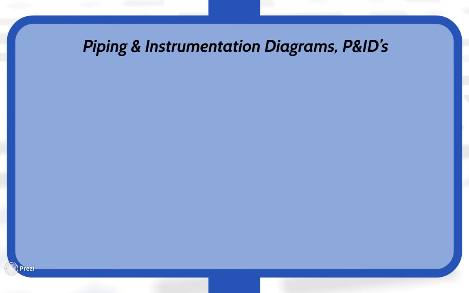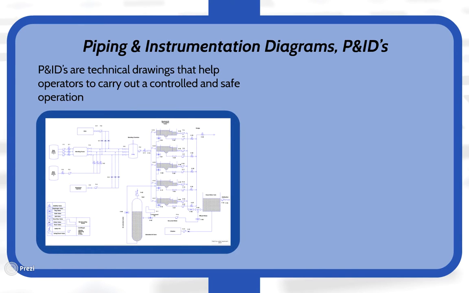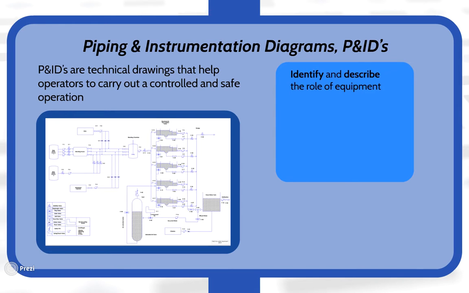Piping and instrumentation diagrams are technical drawings that help operators to carry out a controlled and safe operation. They exist for all different processes in the industry. So what do P&IDs do? They identify and describe the role of equipment such as valves, pumps, and compressors. They can be updated or modified. They show all interconnecting pipelines and help design a process.